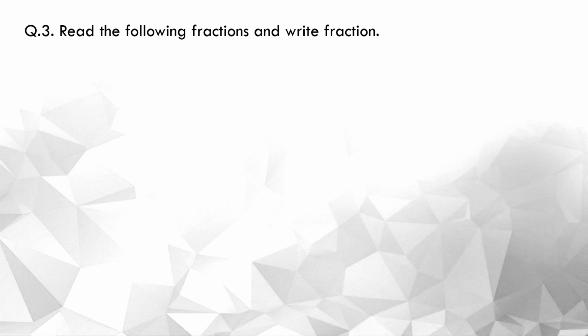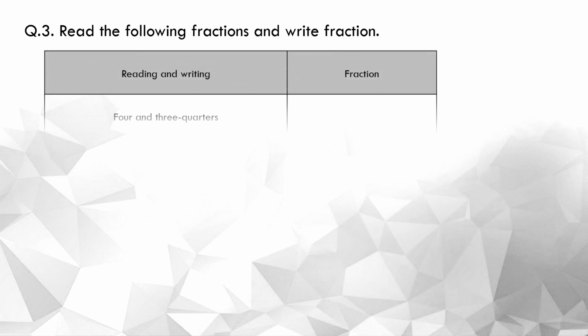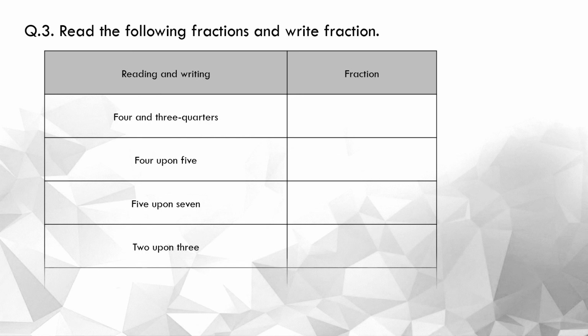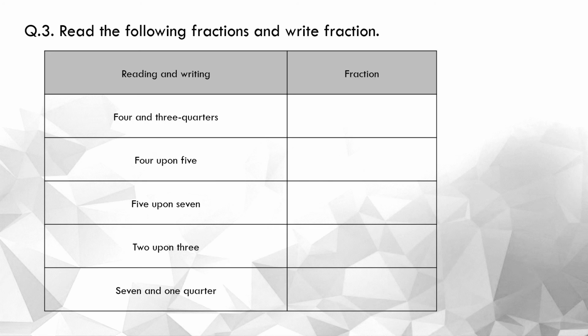Question number 3. Read the following fractions and write the fraction. Students, here two columns are there. In the first column, fractions are written in words. We have to write them as fractions. 4 and 3/4. So 4 and 3/4 means 3 above and below it 4. 4 upon 5. So we will write in fraction 4 above and below it 5.